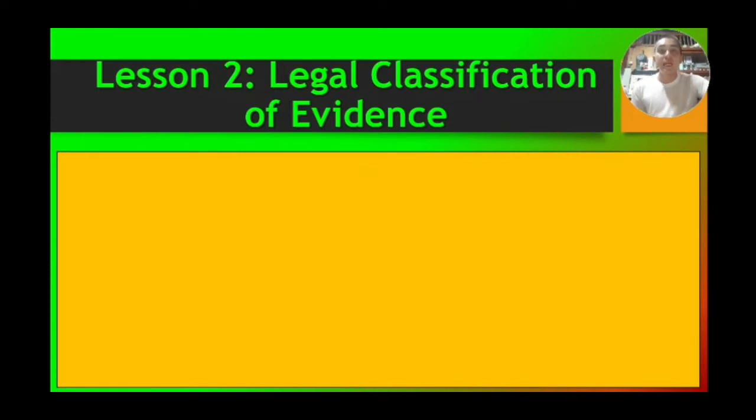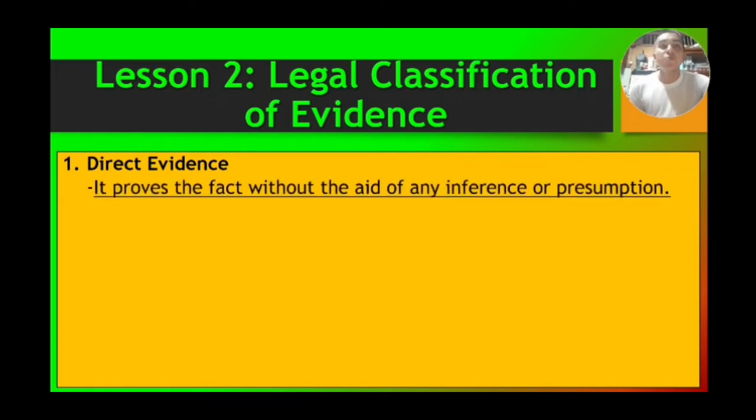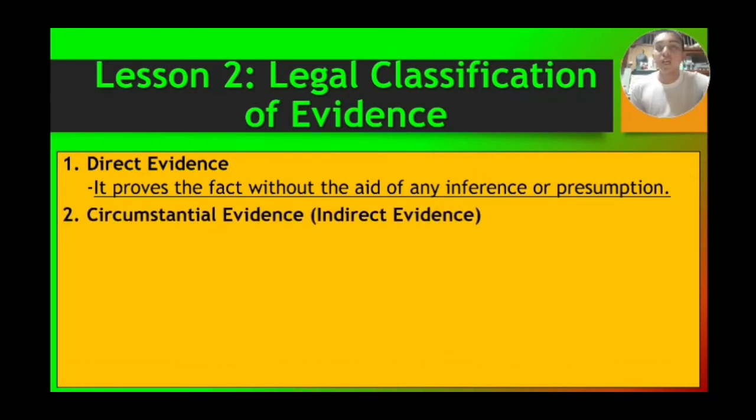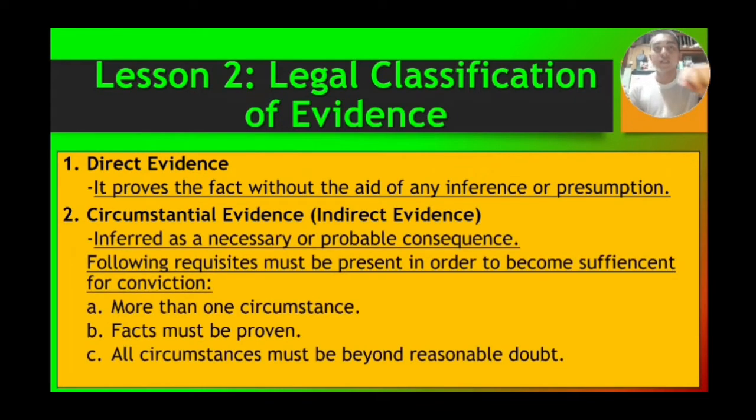Lesson 2. Legal classification of evidence. First of all, we have direct evidence. It proves the fact without the aid of any inference or presumption. Second, circumstantial evidence or indirect evidence. Inferred as necessary or probable consequences. The following requisites must be present in order to become sufficient for conviction.